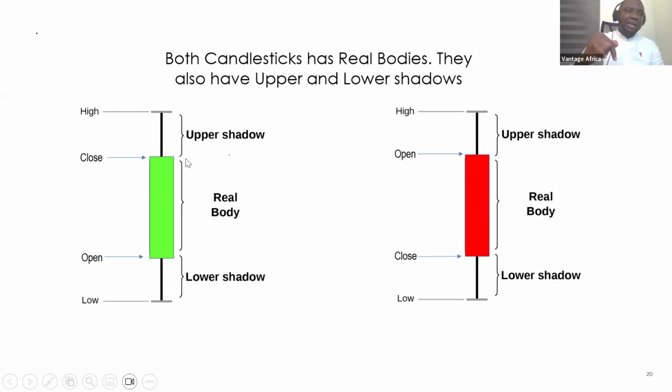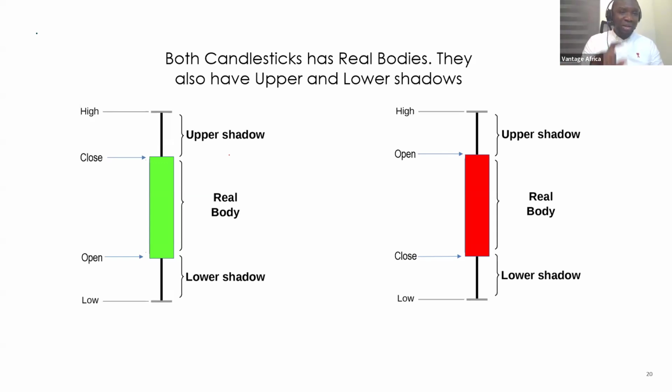Now, there is something like a pin at the top and at the bottom. The length of those pins can be very long or very small. It doesn't really matter. What matters is that there's a pin at the top and at the bottom. Those pins are what we call shadows. Just the way human beings have shadows, candlesticks also have shadows. The pin at the top is what we call the upper shadow, and the pin at the bottom is what we call the lower shadow.